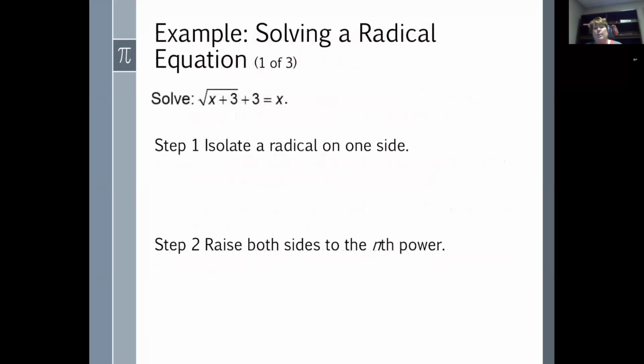All right, so this is what we're going to solve. The square root of x plus 3 is equal to x. So the first thing we need to do is isolate the radical. And we need to isolate it so that we can square both sides and get rid of it. So what I want to do is move that plus 3 from the left-hand side to the right-hand side of the equation. And I do that by subtracting it from both sides. So I'm going to move the plus 3 from the left side to the right side by making it negative.